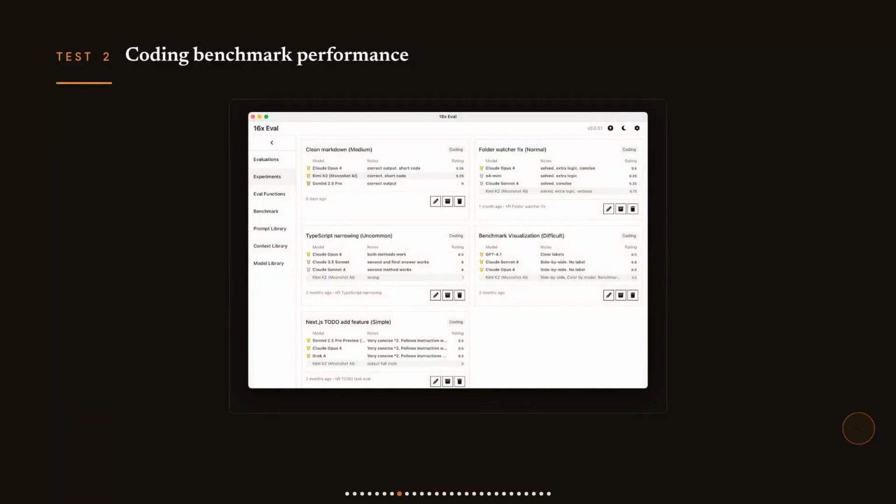Test 2. Coding benchmark performance. Okay, so the objection you probably already have is, sure, DeepSeek is cheaper, but does it actually write better code? SWE Bench Verified is the benchmark that measures real-world software engineering tasks, not toy problems, and it's where the coding quality gap, if there is one, shows up clearly.